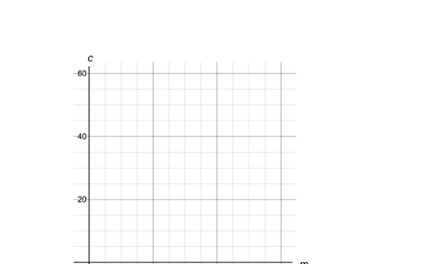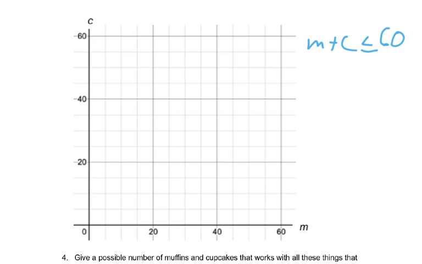So our inequality here is M plus C is less than or equal to 60. And notice that I changed the color here. I changed it to blue. So when you're solving a system, which is multiple inequalities on the same coordinate plane, you're going to want to graph them in different colors, and you're going to want to shade them in different colors to make the solution a little easier to see.